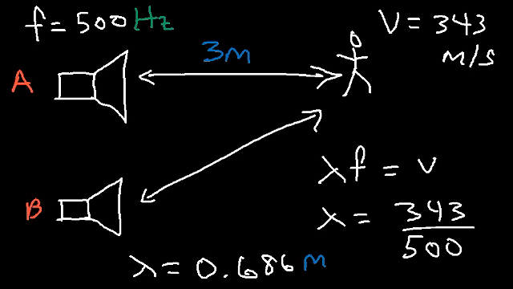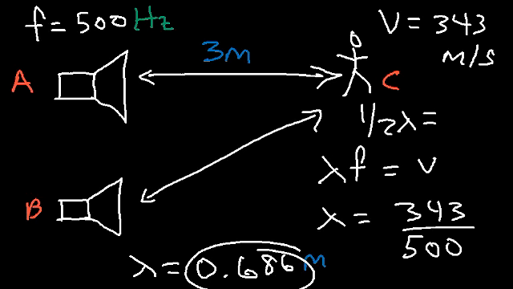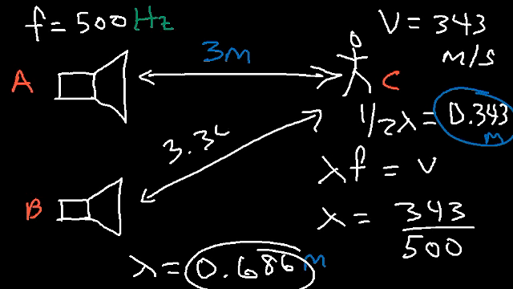So let's say this is not drawn to scale. If the distance between speaker B and a person, let's call it point C, is half of this number plus 3, destructive interference will occur. So 1/2 of a wavelength, which is 0.686 divided by 2, that's 0.343. If it differs by this number relative to 3, destructive interference will occur. So let's say if it's 3.343 meters, this person won't hear anything. The two waves produced by speaker A and B will cancel.